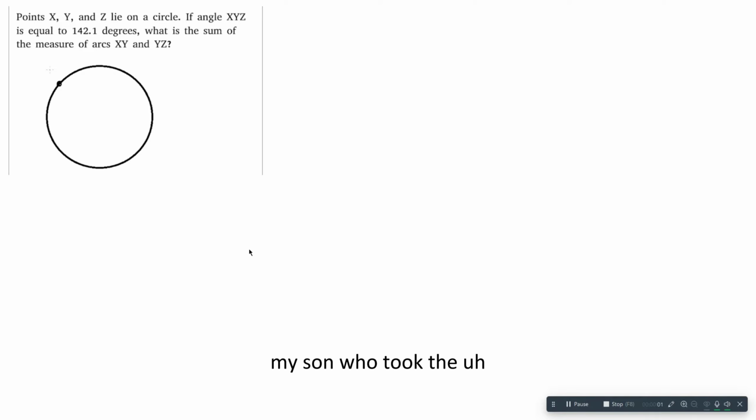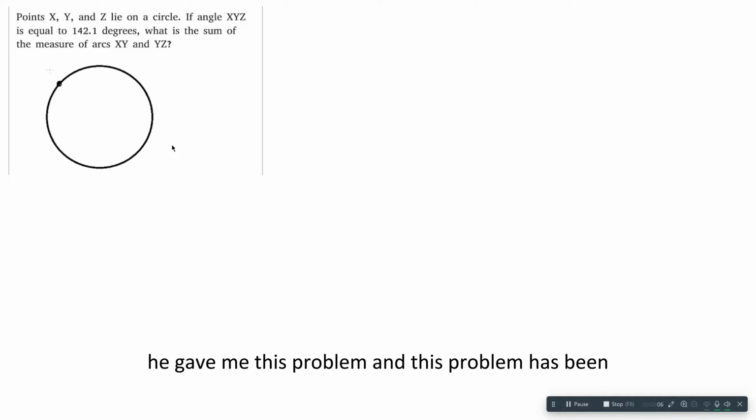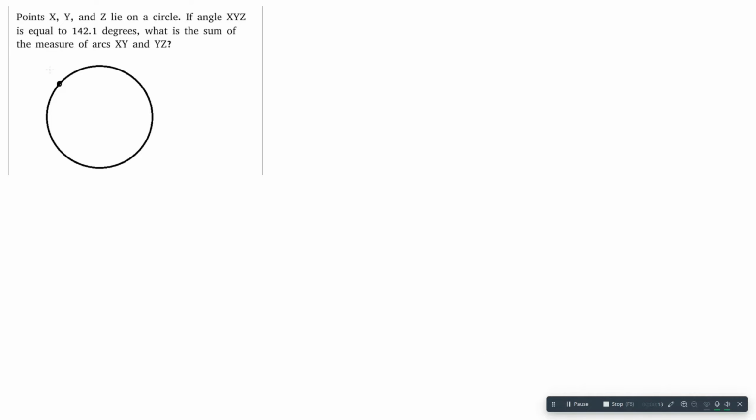My son who took the SAT entrance exam gave me this problem, and it is related to my previous video about the arc length. Let's see how we can solve it mentally, and we can solve it by geometry.